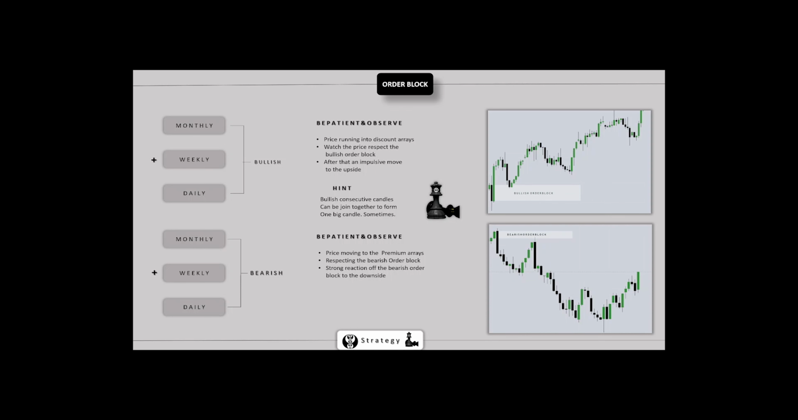But it's always okay to navigate. This is just a hint. It will come in handy when you already know exactly what you are looking for. And you should also be patient and observe the price moving to premium arrays, respecting the bearish order block, strong reaction of the bearish order block, the downside case of a bearish top-down analysis.